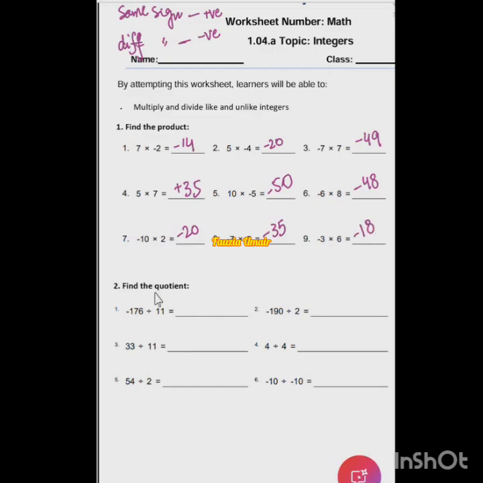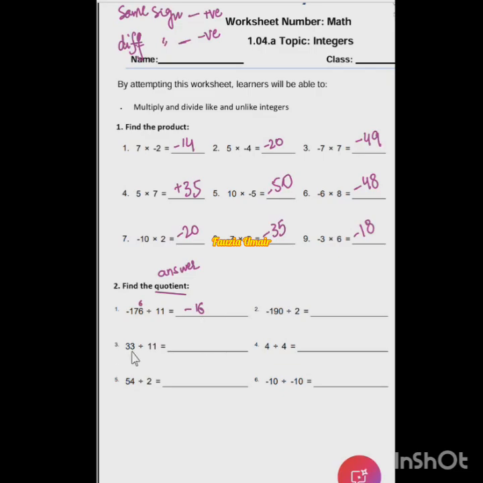Now find the quotient. What is quotient? Ma'am, the answer. That's right, the answer. So minus 176 divided by 11. What should be the sign? Unlike. Ma'am, minus. So 11 ones are 11 and the 6 remainder, so 11 6s are 66. Okay? Minus 16.